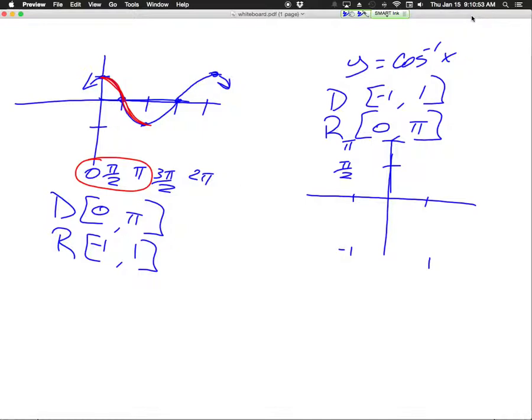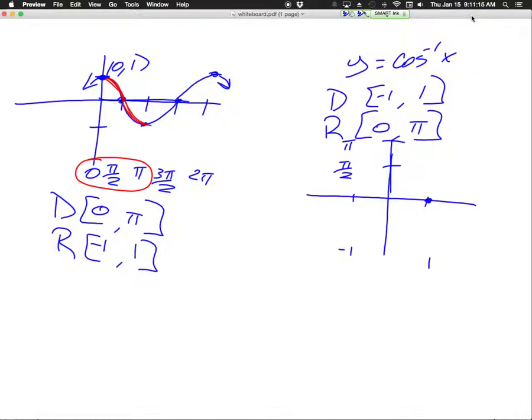Find the original ordered pair. So let's use this first one up here at the top. What's the ordered pair of that first one? 0, 1, right? And then 0, 1. So what does the other one need to be? 1, 0. The other one needs to be 1, 0.